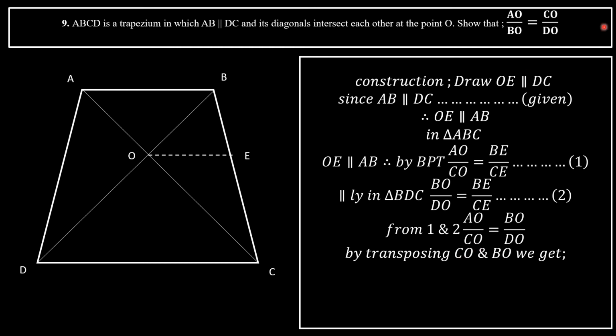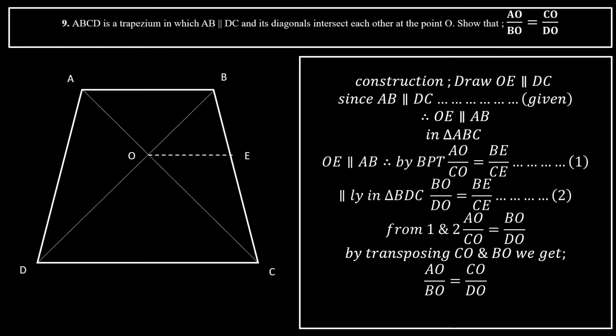So what we need to prove is AO upon BO, so BO needs to be here. We simply transpose CO and BO. CO, when transposed to this side, will be multiplied in the numerator. BO, when transposed to this side, will go to the denominator, and we get the final result, that is AO upon BO is equal to CO upon DO. Hence it is proved, as was asked in the question.